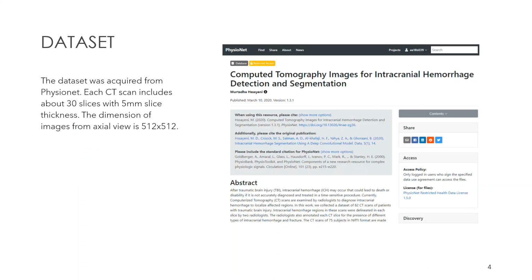So the data set was acquired from PhysioNet. This dataset includes CT scans for patients diagnosed with intracranial hemorrhage. Each CT scan includes about 30 slices with 5 mm of slab thickness. The dimensions of the images from axial view is 512 cross 512.